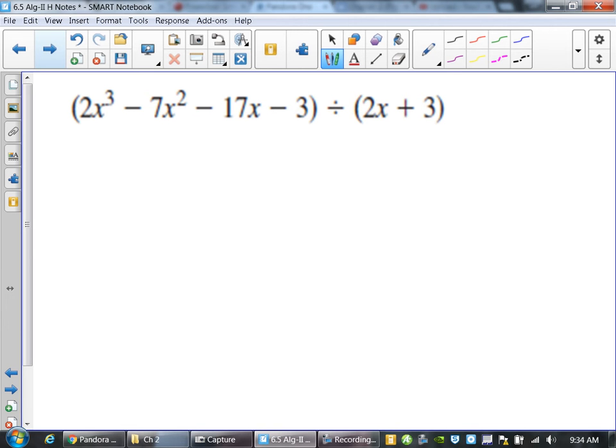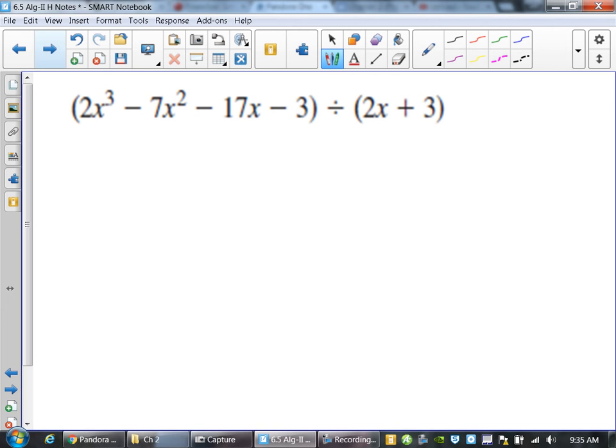For example, if I'm looking at 2x cubed minus 7x squared minus 17x minus 3, is that missing any values going in descending order? No. Let's say it didn't have that minus 17x. What would I put there then? 0x, okay? So when you're putting everything in that descending order, you got to make sure you have a placeholder in it, whether it's what you're dividing it into or what you're dividing it by.